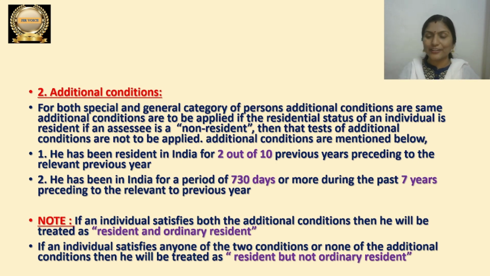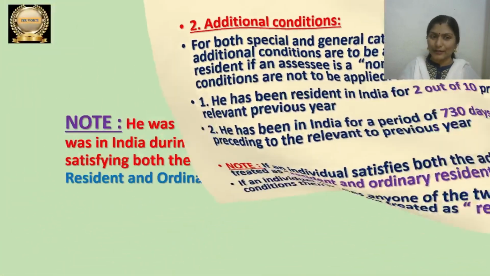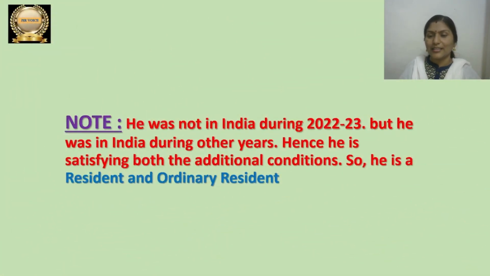Hope this is clear for everyone. Let us determine now. You can see here he was not in India during 2022-23, around a 1 year period, but he was in India during other years. Hence he is satisfying both the additional conditions. So he is a resident and ordinary resident. Hope this is clear for everyone.